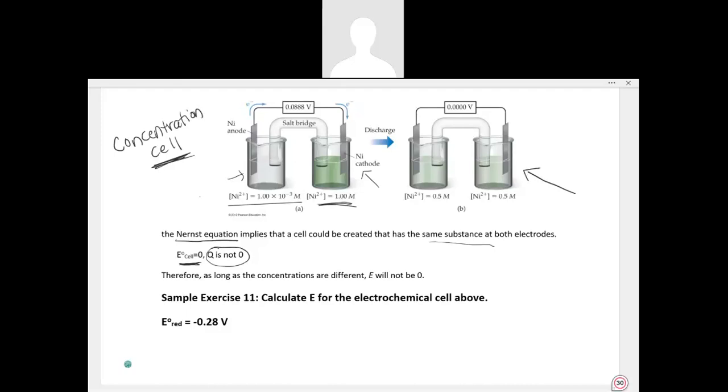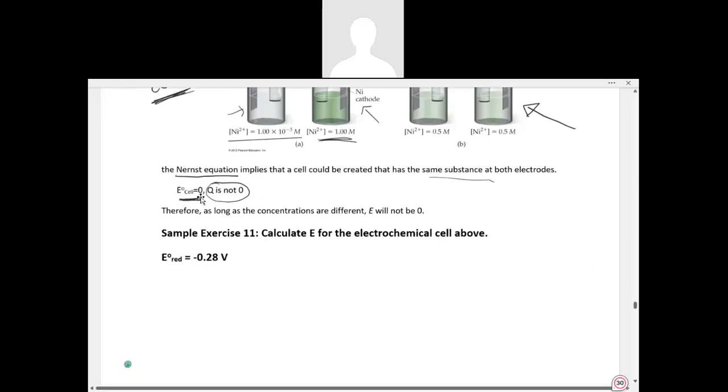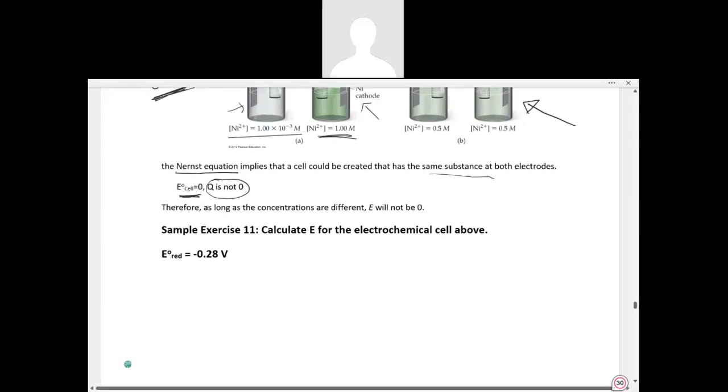Notice that if we have the same setup but with the same concentrations over here on the right, no current is generated, no electrons are moving. So we need to have a difference in concentration to generate that cell potential. In sample exercise 11, we're asked to generate the cell potential for the electrochemical cell above.